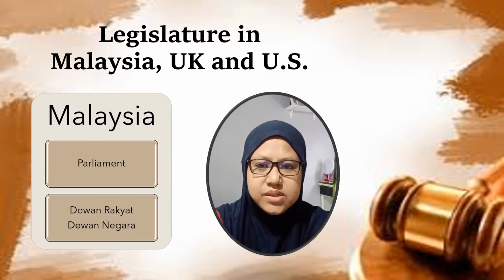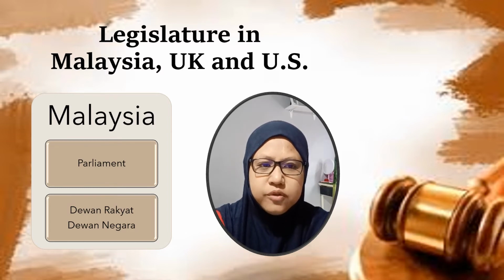Dewan Rakyat is also known as the lower house of representatives and is made up of 222 members of parliament, who are also known as parliamentarians or lawmakers. They are elected once every 5 years in the general election or when Parliament is dissolved by the Yang di-Pertuan Agong on the advice of the Prime Minister.